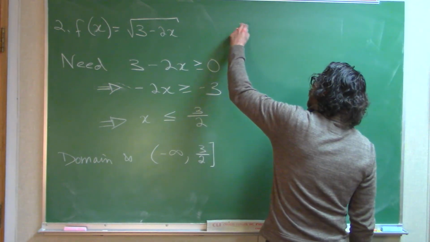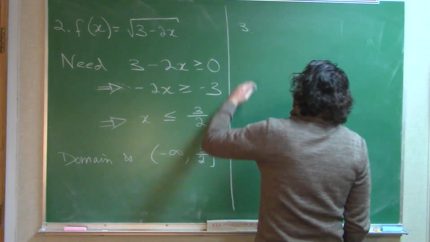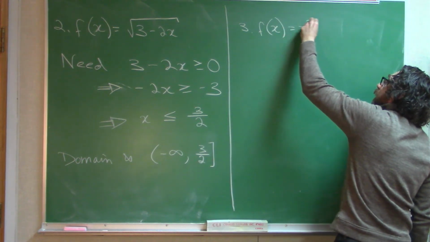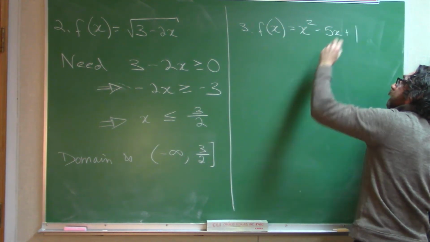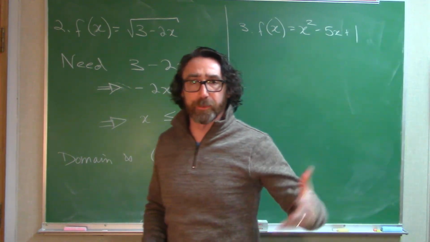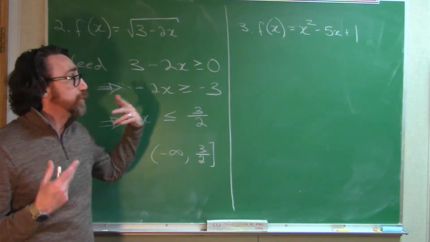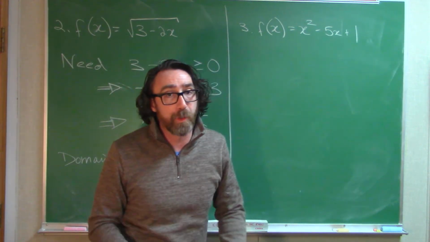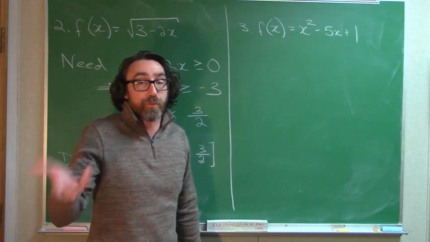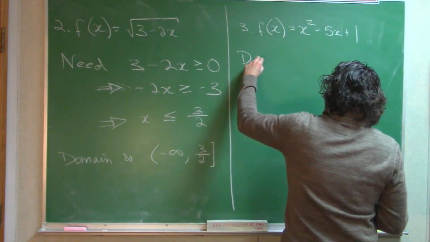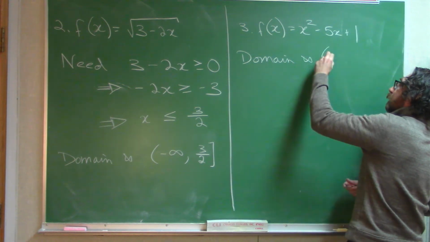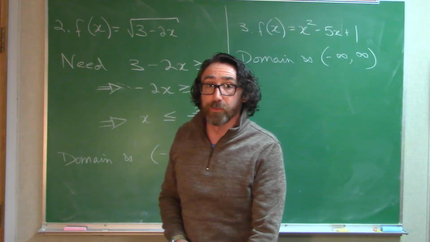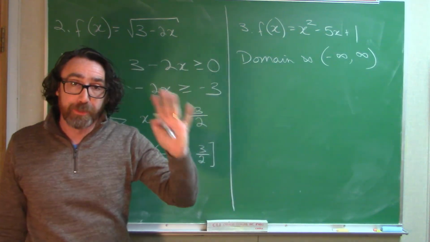Now let me do one more example, just so you don't get thrown off by an easy one like this. Let's say f of x equals x squared minus 5x plus 1. Okay, here there is no division and there are no square roots. I can apply that procedure to any real number that I want. So the domain is all real numbers. And that's how we would write it using interval notation. The domain is negative infinity to infinity.